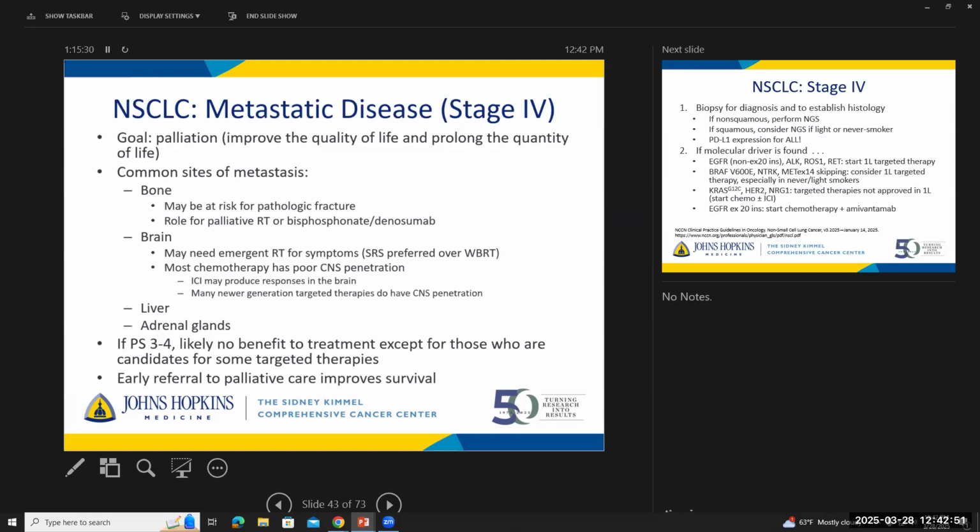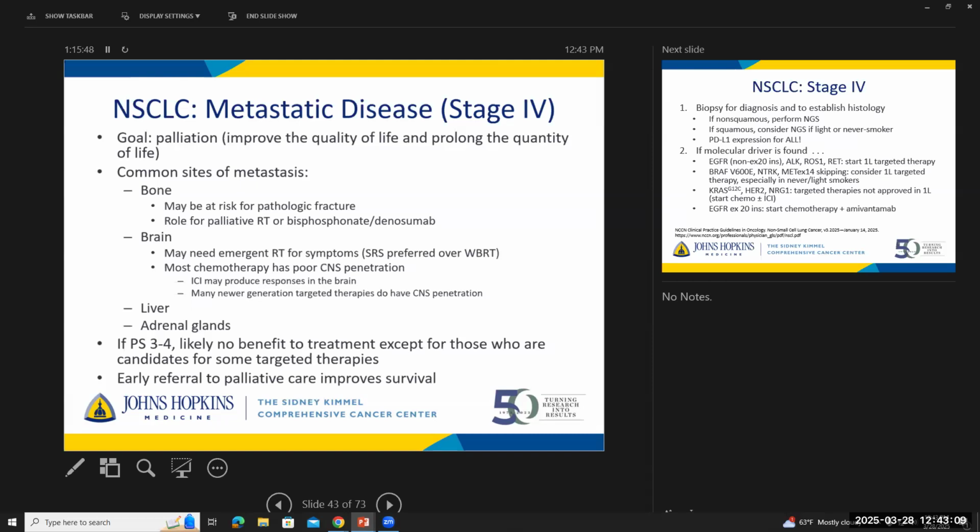Most of our chemotherapy has poor penetration into the central nervous system, right? When we were talking about small cell, that's why I introduced the concept of prophylactic cranial irradiation, because I told you that carboplatin and etoposide don't cross the blood-brain barrier very well. So that's true of most chemotherapy agents.